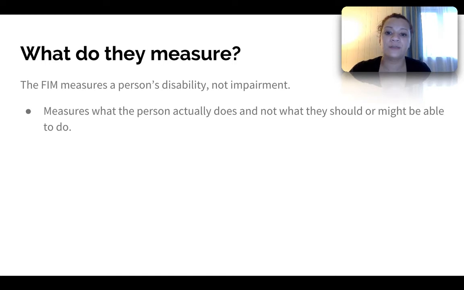The FIM measures a person's disability, not impairment, again, like the Barthel. It measures what the person actually does and not what they should or might be able to do. So it's another very objective one. You have to use the scoring guidelines that they give you.